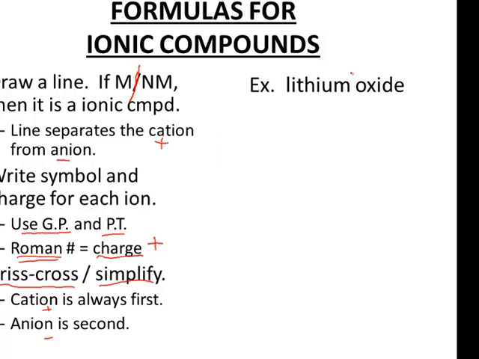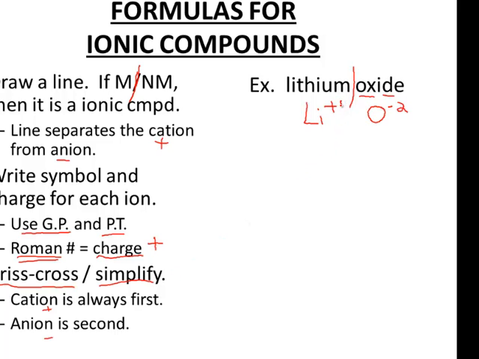So, example, lithium oxide. Draw a line between the first element or name and the second one. Second step, write the charge for each ion. Lithium is a plus charge. It's in group 1 on the periodic table. Oxygen, oxide. The oxygen ion ends in IDE, so we know it's an ion, it's a -2. So our positive first, negative second. Now we're going to write the charges. Now we're going to crisscross and simplify.